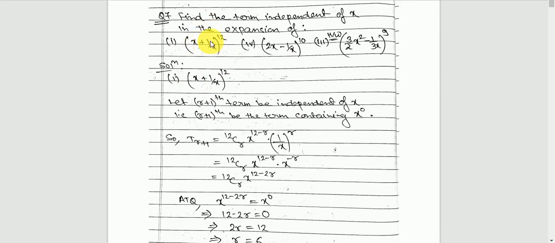So let us see the first question: x plus 1 upon x to the power 12. We will assume that the r plus 1th term is independent of x. That means the r plus 1th term contains x to the power 0. The r plus 1th term will be given as this. Here n is 12, so t r plus 1 is equal to 12 C r, x to the power 12 minus r, the first term, into the second term to the power r. Now simplify it, so you get 12 C r into x to the power 12 minus 2r.